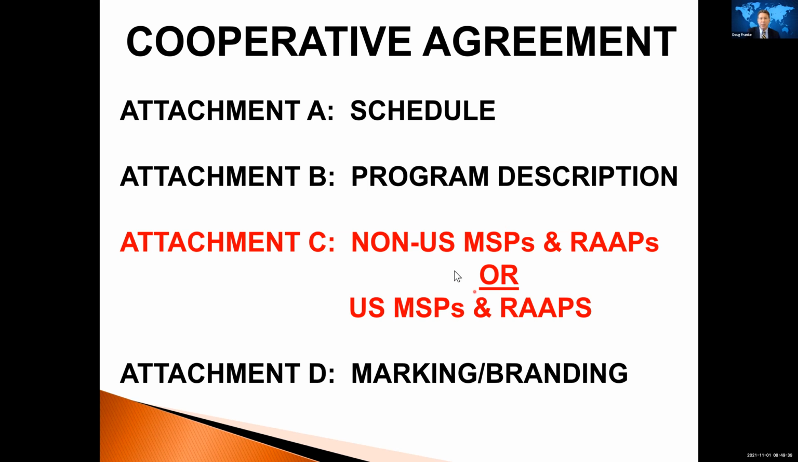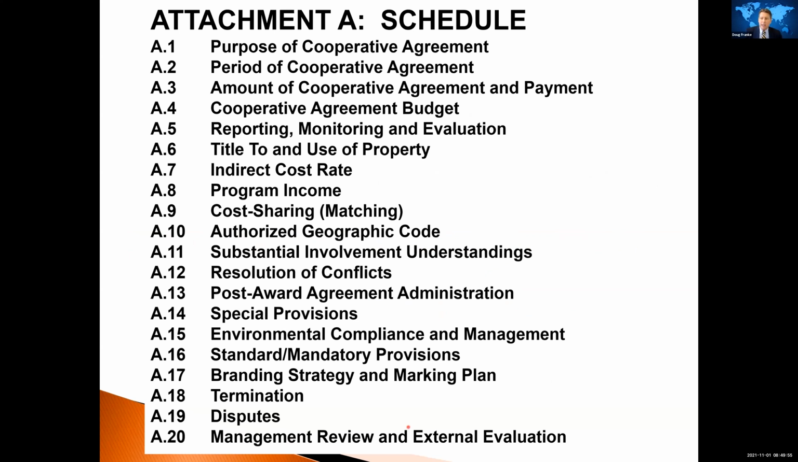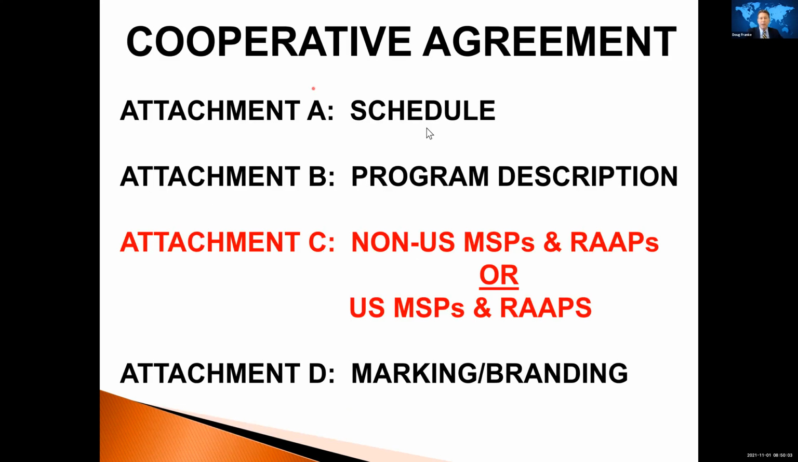Okay, Attachment C, which is the next section, is our non-US standard provisions, or RAAP, which means required as applicable provisions. And there's a US and a non-US version. And then finally, branding or marking, where the US government, USAID certainly, is very keen on making sure that their logo is widely observed. Okay, so going back up here, Attachment A, the schedule.